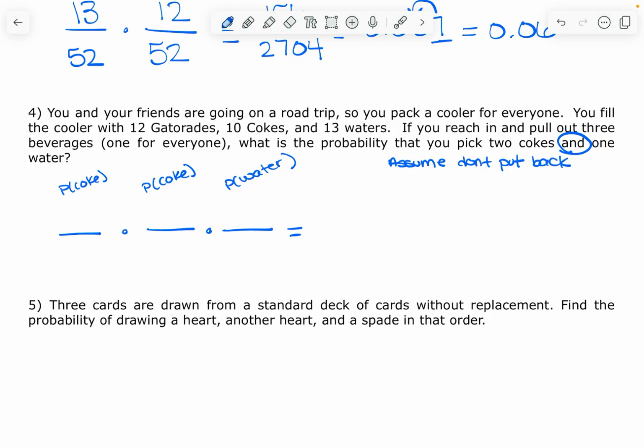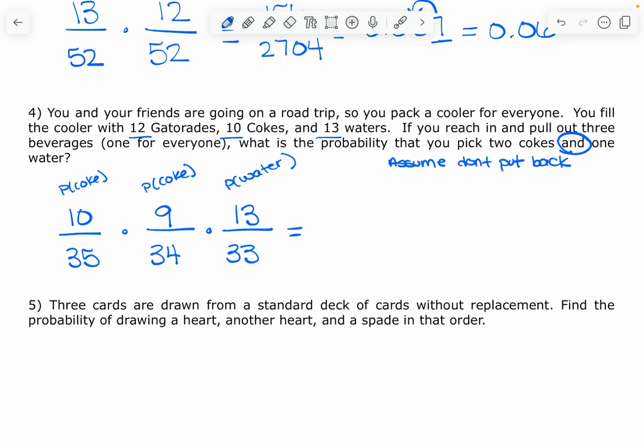All right, let's figure out our total. I have 12 Gatorades, 10 Cokes, and 13 waters. So when I look at that, I have 35 total items in that cooler. Of those 35, I need to figure out how many are Cokes. Well, there are 10 of them. So I reached in, I grabbed a Coke, I took it out. Now, in that cooler, there's only 34 items to choose from left. And since I took a Coke out, there's only 9 Cokes left. So I reached in, I grabbed a second item, and it was another Coke. So now I have 2 Cokes that I took out of there. So total, there's only 33 items left. And of those, I only took out 2 Cokes, so I still have all 13 waters left.